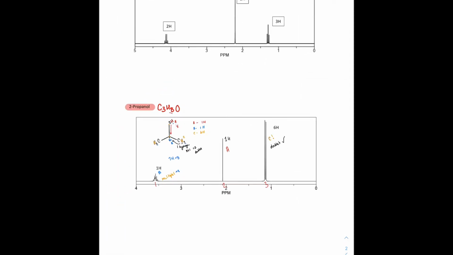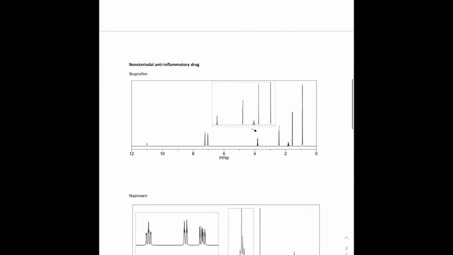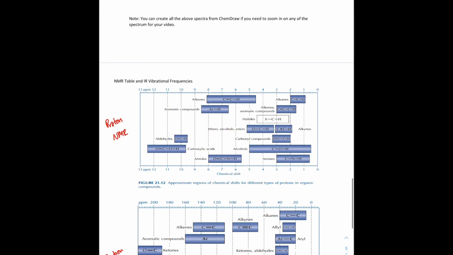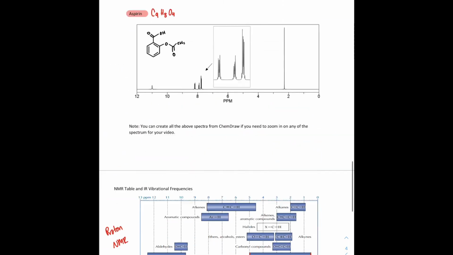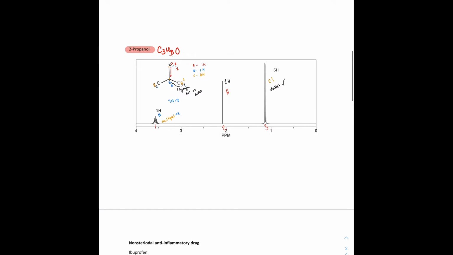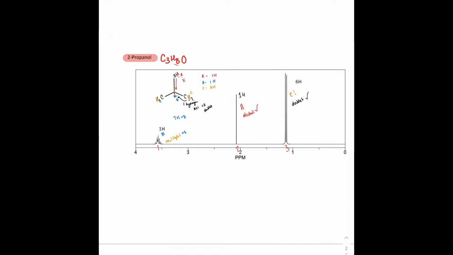But to double check these, we're going to look down at our little table to figure out if our peaks correspond with the proper groups. So let's pay attention to this alcohol. And we see that it can be anywhere from like 0.5 to 5. So scrolling back up to here, our alcohol is observed around 2, so that still checks out for our alcohol, so we can give that a little check.